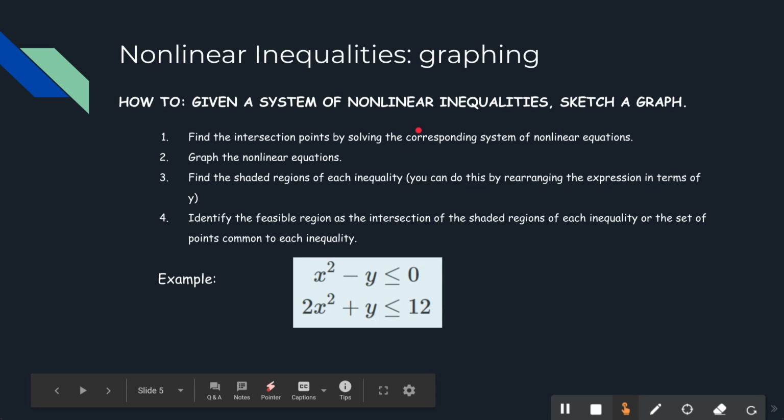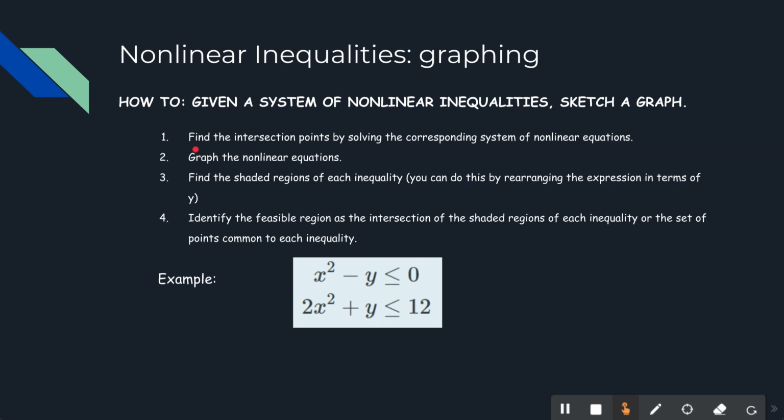All right, so now we're going to move on to graphing. Whenever we have a problem that gives two or more inequalities and asks to find the intersection points and the shaded region that satisfies both inequalities, we want to follow this procedure.